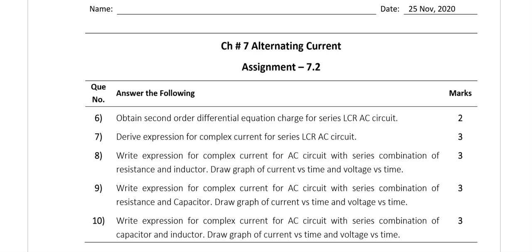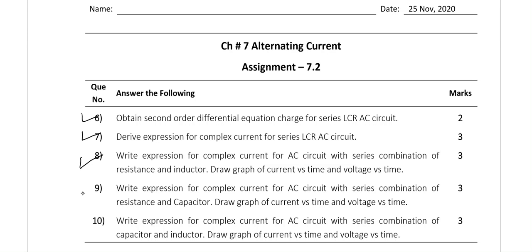In the first video of this assignment, we had the differential equation of charge for a series LCR AC circuit. In the second one, we derived the expression for current when we have all three components, inductor, capacitor and resistor, connected with an alternating source. In the last video, we considered only two components, resistor and inductor, connected with an AC source in series combination, and we saw how current varies with time and how voltage varies with time for such a circuit.